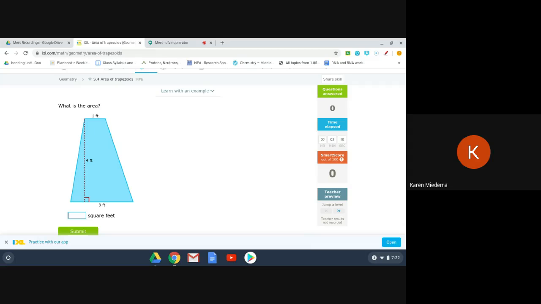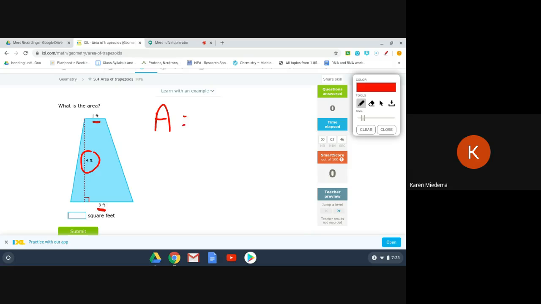Now, for the area of a trapezoid, it's not just base times height. And the reason why is because if you look, you could see the height is 4. But then when you say, well, what's the base? It looks like there's two numbers. There's the base here, and then there's also another number up here. Well, to find the area of a trapezoid, you take the average of the bases and then multiply that by the height. As a formula, it can be written like this.